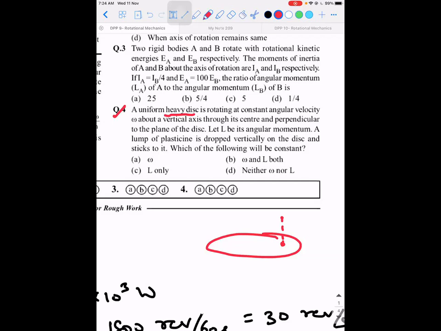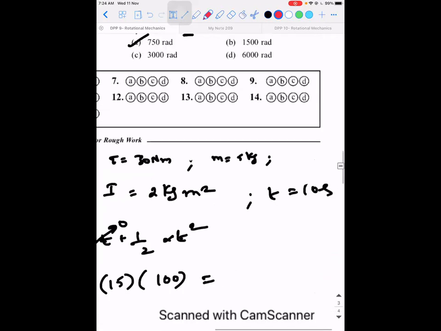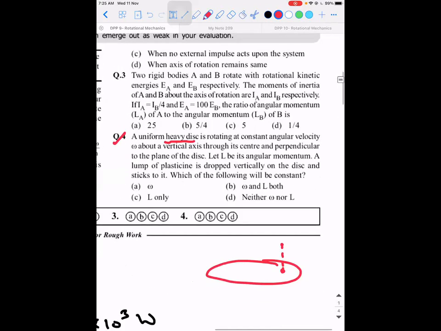Or to put it in very simple terms, it will increase, because there is already the existing moment of inertia, mr square by 2, plus this mass will also add to it, m into small r square. We don't know what that r is because the information is not given.